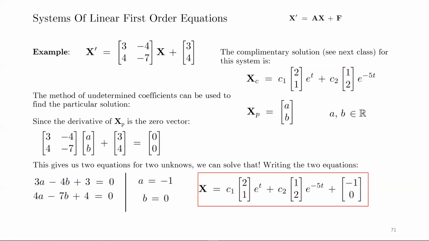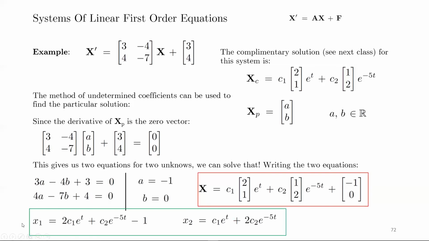Okay, and I can pull out the first row and the second row of that matrix solution to write two solutions to the system, right? So the first row here: C1 times 2 times e to the t, plus C2 times 1 times e to the minus 5t, minus 1. Okay, and similarly for x2.